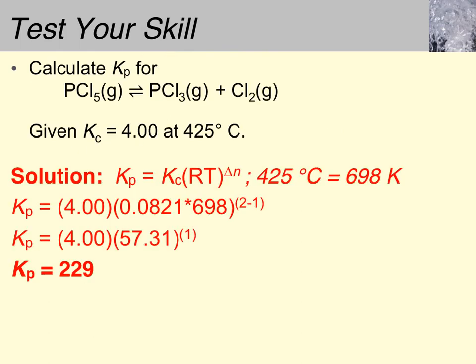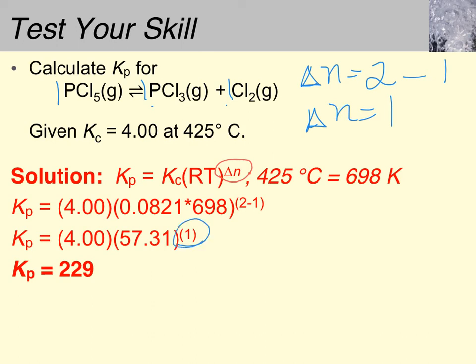And here it is. Again, the key here is getting delta N correct. So you have 2 gas molecules on the product side. 1 plus 1 is 2. How many do you have on the reactant side? 1. That means delta N is 1. Okay? And so Kp is 229.